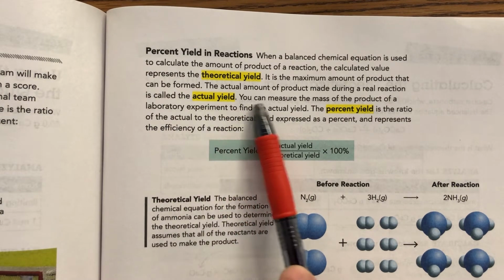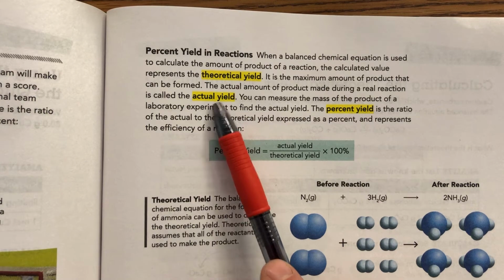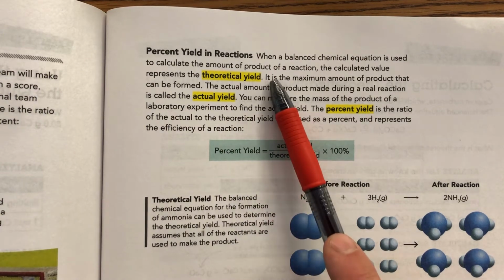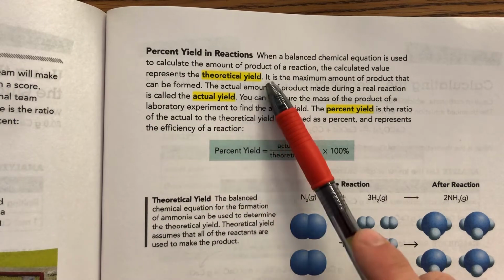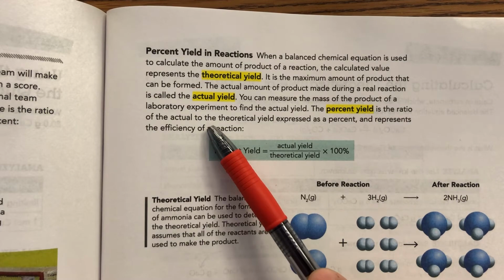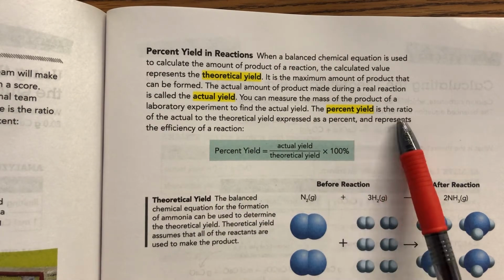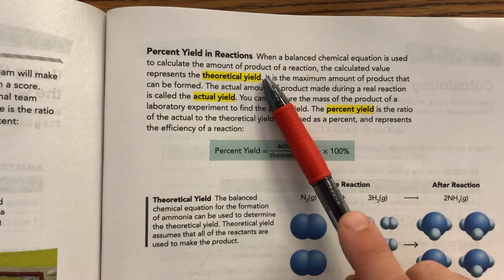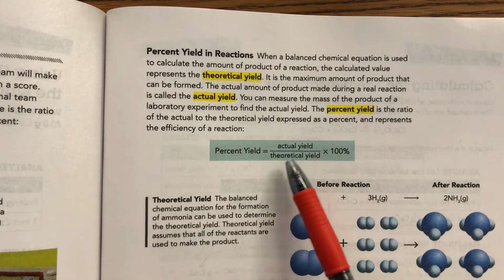The actual yield is the amount of product made during a real reaction. So the actual yield is what really happened. This is what you want to happen, but reality sets in and we usually will never get to that full theoretical yield just because there's difficulties with working in a lab. There's lots of variables to control. And the percentage yield is the ratio of the actual compared to the theoretical yield. And that's represented in this equation. So become familiar with this.